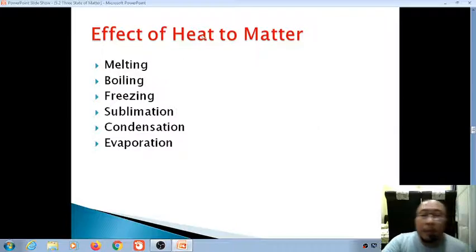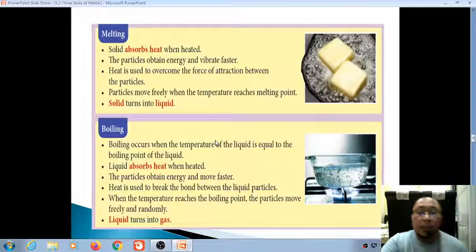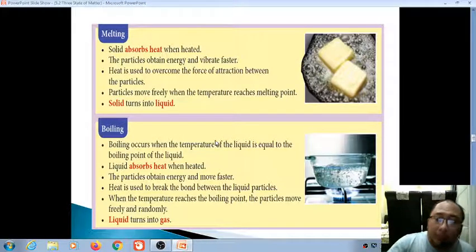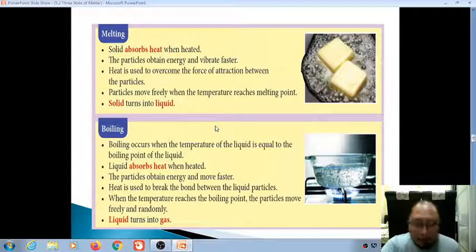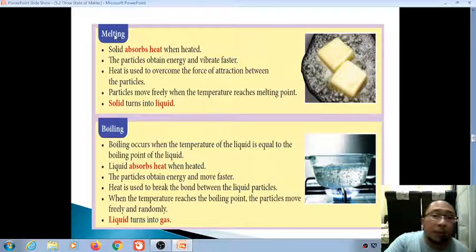So what is the effect of heat on matter? When heat is applied to matter, we will discover these types of processes. The first one, melting, boiling, freezing, sublimation, condensation, and evaporation. So we will look into detail at every process of the effect of heat on matter. So the first one, melting.